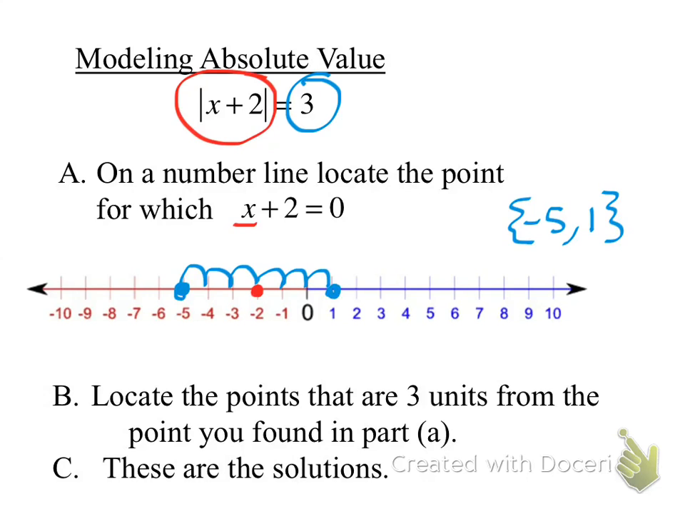Now, did you understand what I just did? The first half, I found the midpoint by setting it equal to 0. I solved for x, and that became my midpoint. Then I use the second half of the equation to the right, and I move 3 units in both directions. This is what we call modeling with absolute value.